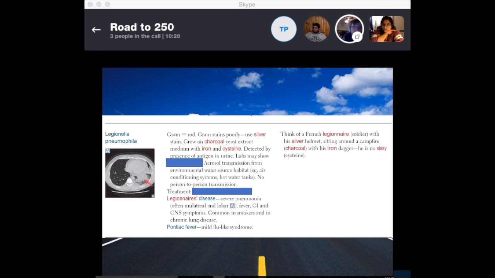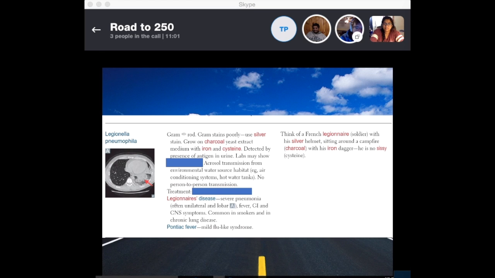Okay, so some of the atypicals, I'm only going to be quizzing you guys on a few things here, but just some of the key facts. We got a gram-negative rod, and you need a silver stain to be able to visualize it better. And it grows on charcoal yeast extract. And then iron and cysteine is included in the medium. So you can use this. Think of a French Legionnaire with a silver helmet sitting on a campfire with charcoal with his iron dagger, and he's no sissy, if you want to.